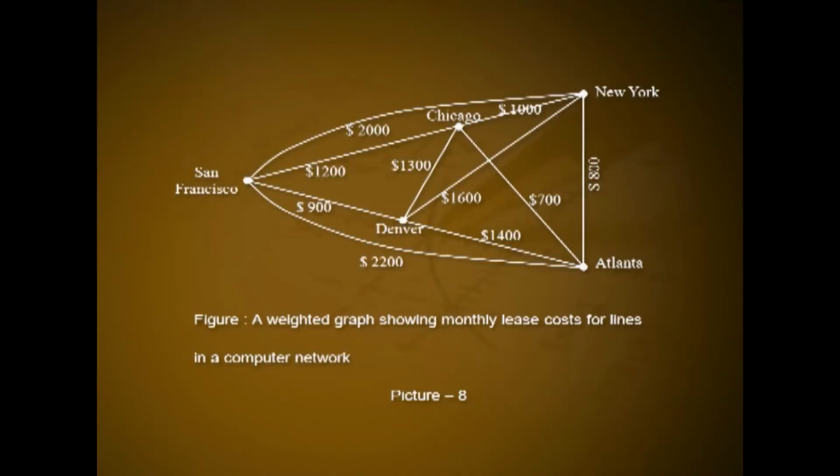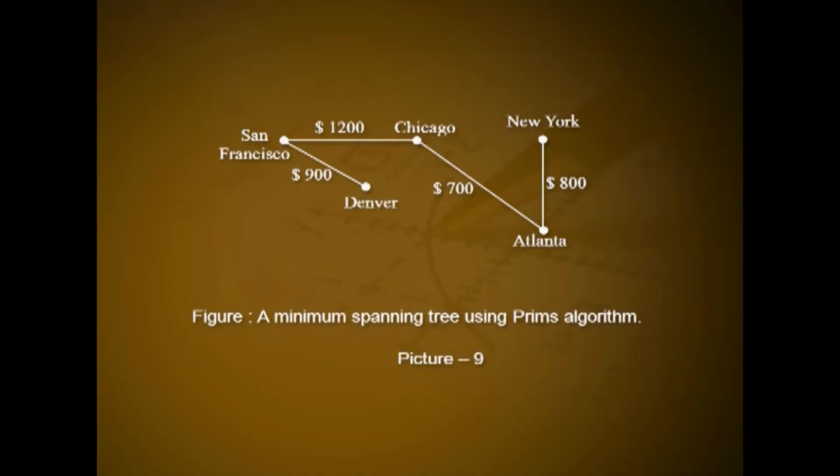Example 4. Use Prim's algorithm to design a minimum cost communication network connecting all the computers represented in the figure shown. The figure shows a weighted graph showing monthly lease costs for lines in a computer network. The solution for this problem is, first we choose an edge with minimum weight, that is from Chicago to Atlanta with cost of $700. Now find the edge incident at either Chicago or Atlanta which has the smallest weight, that is the edge Atlanta, New York with cost of $800.